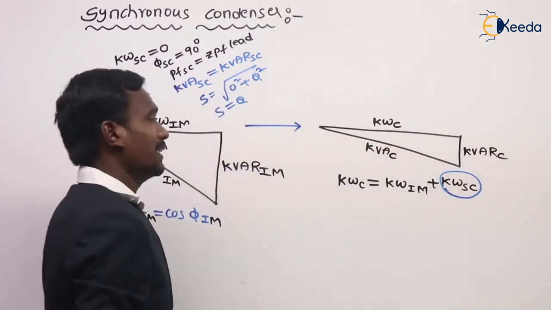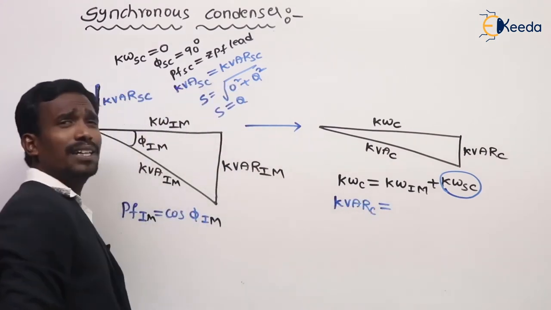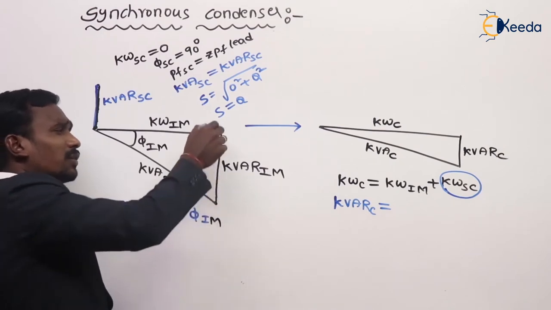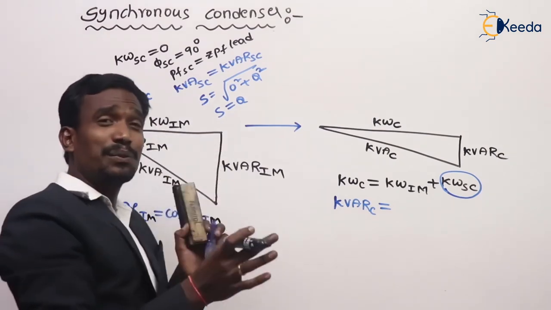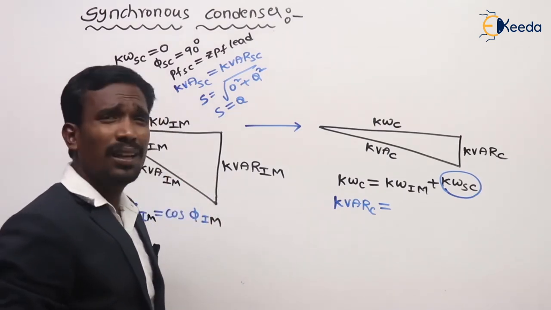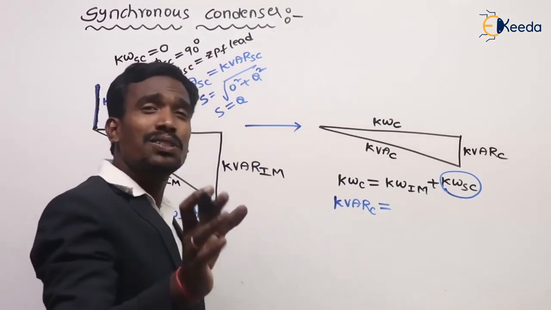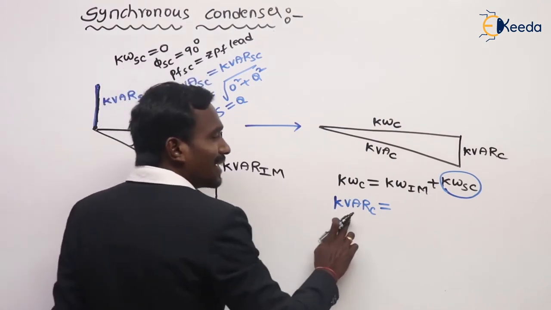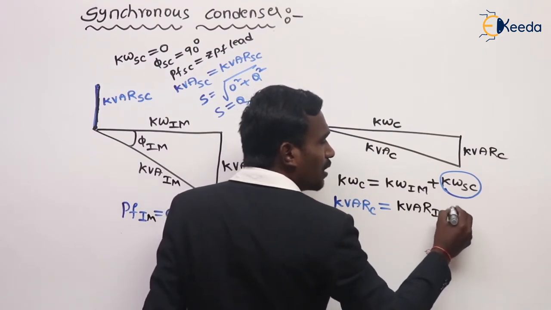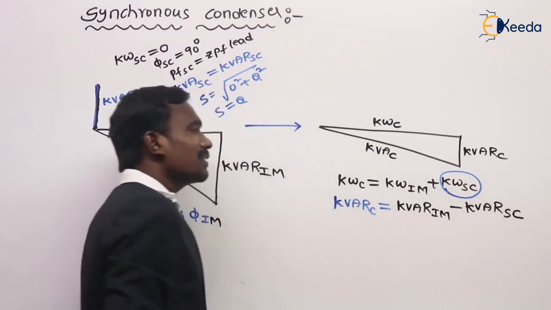Okay, and what is the combined KVAR? See here, this is leading, in reverse reactive power. Both the reactive powers are in reverse manner. This is, for example, lagging, and this is leading. Both are opposite to each other. When both are opposite, the combined KVAR is the KVAR of the induction motor minus the KVAR of the synchronous condenser.